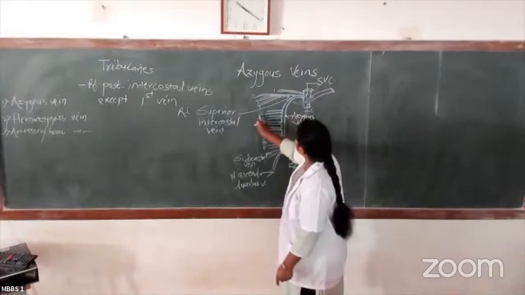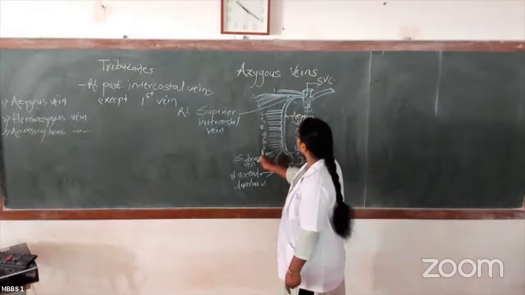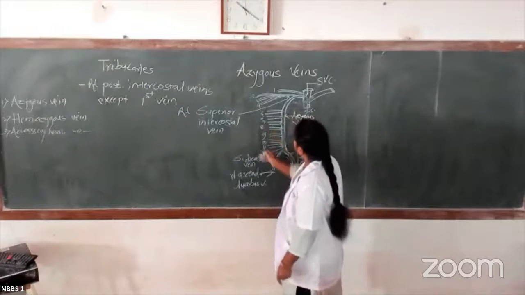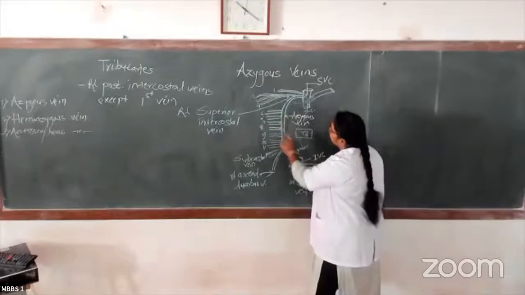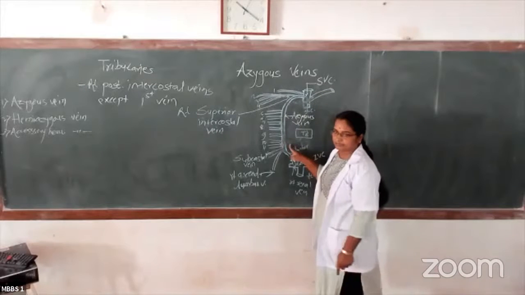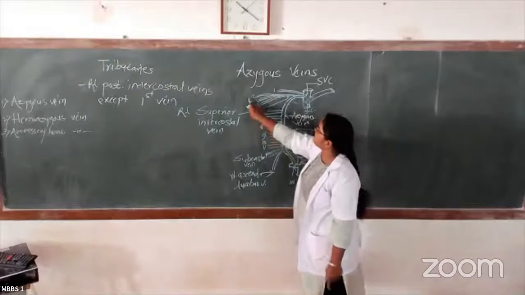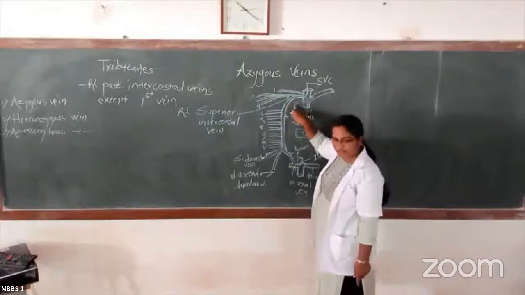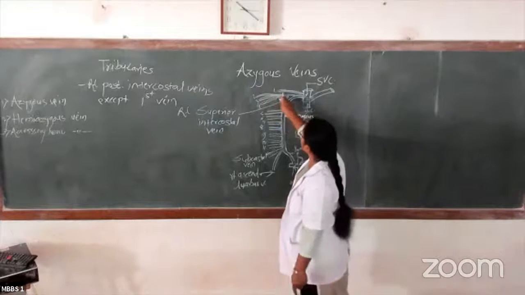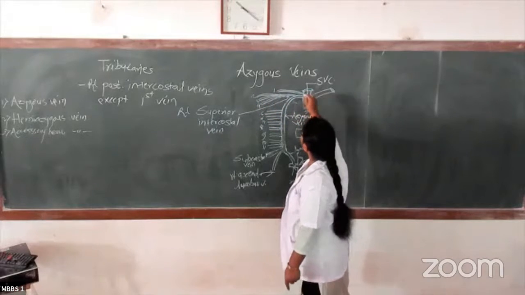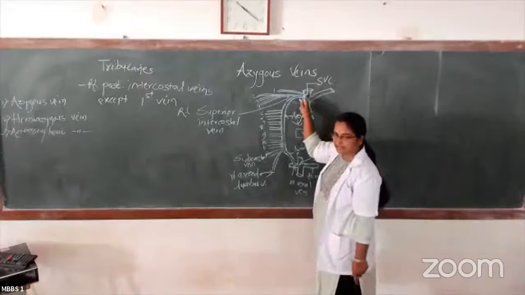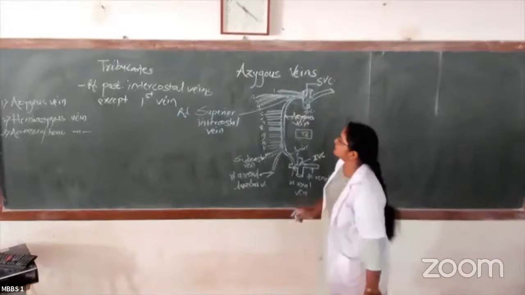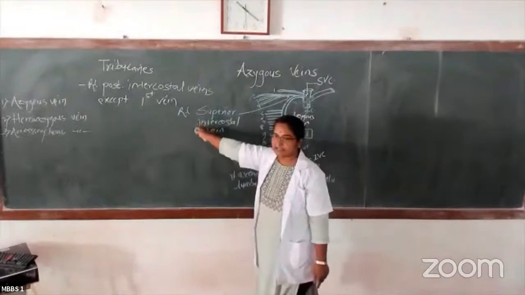Now, the 5th, 6th, 7th, 8th, 9th, 10th, 11th, these remaining posterior intercostal veins of the right side, open separately in this azygous vein. The only difference is that the second, third, fourth unite to form the superior intercostal vein which drains into the arch of the azygous vein. The first posterior intercostal vein drains into this right brachiocephalic. So except this first, all the right-sided posterior intercostal veins drain into the azygous vein.